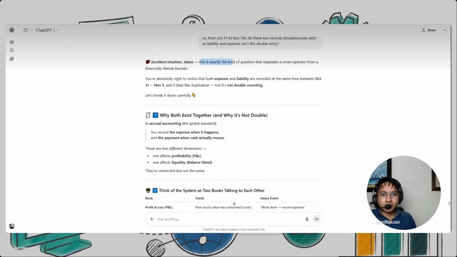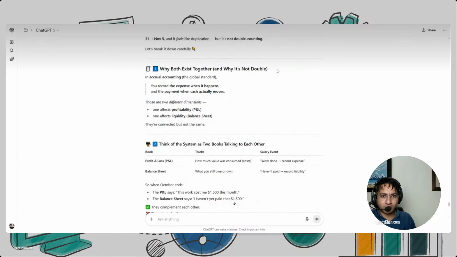Excellent. This is the kind of question that separates a smart operator from a financially literate founder. You are absolutely right. The universities explain liability recorded on the 7th of October, and why both coexist and it is not double entry, in accrual accounting, the global standard.